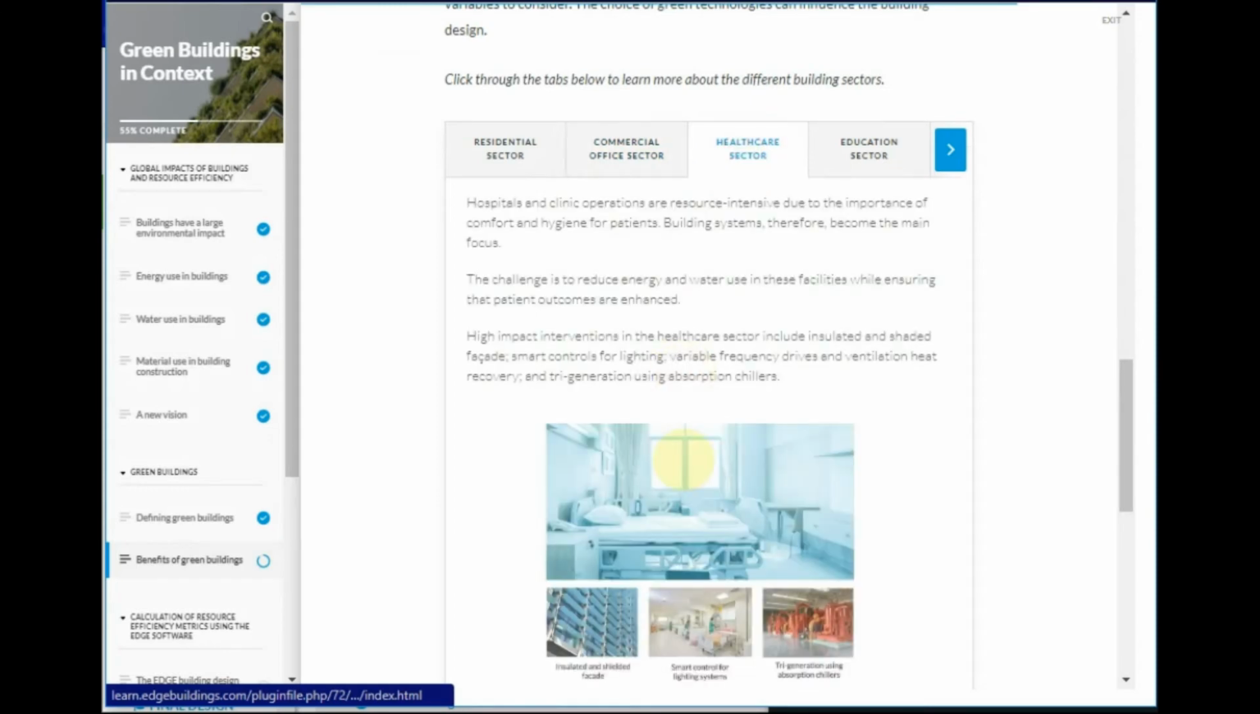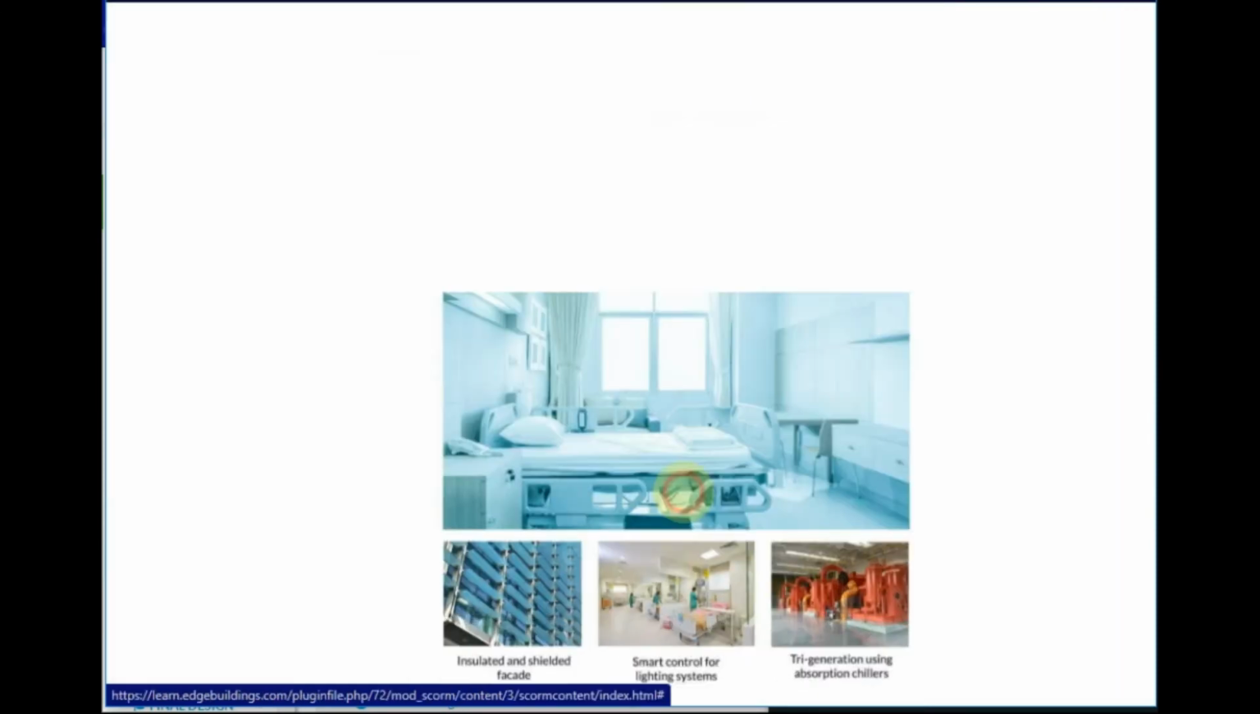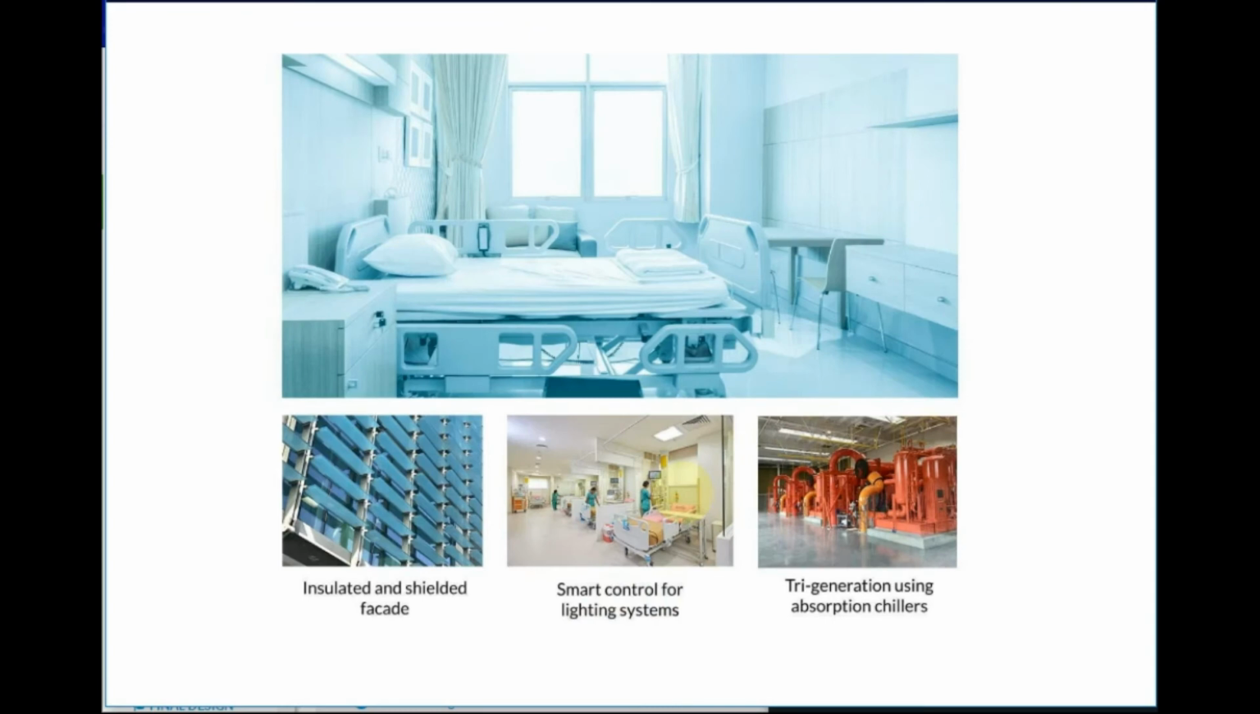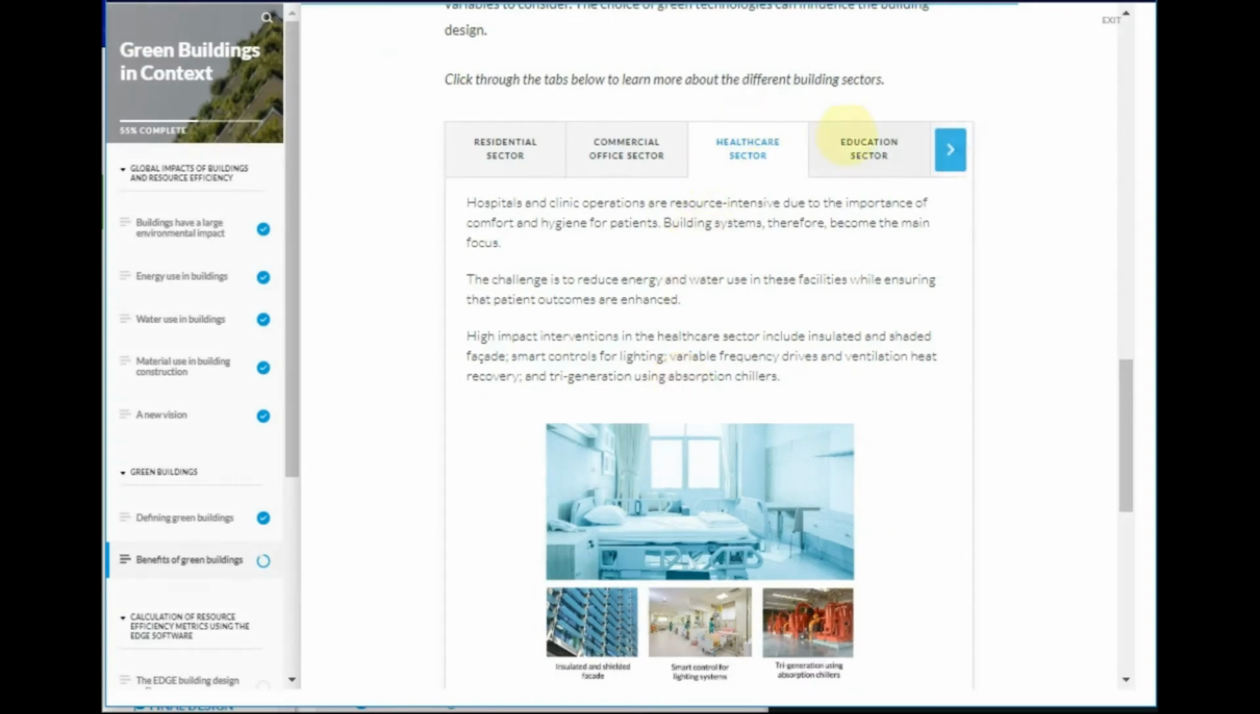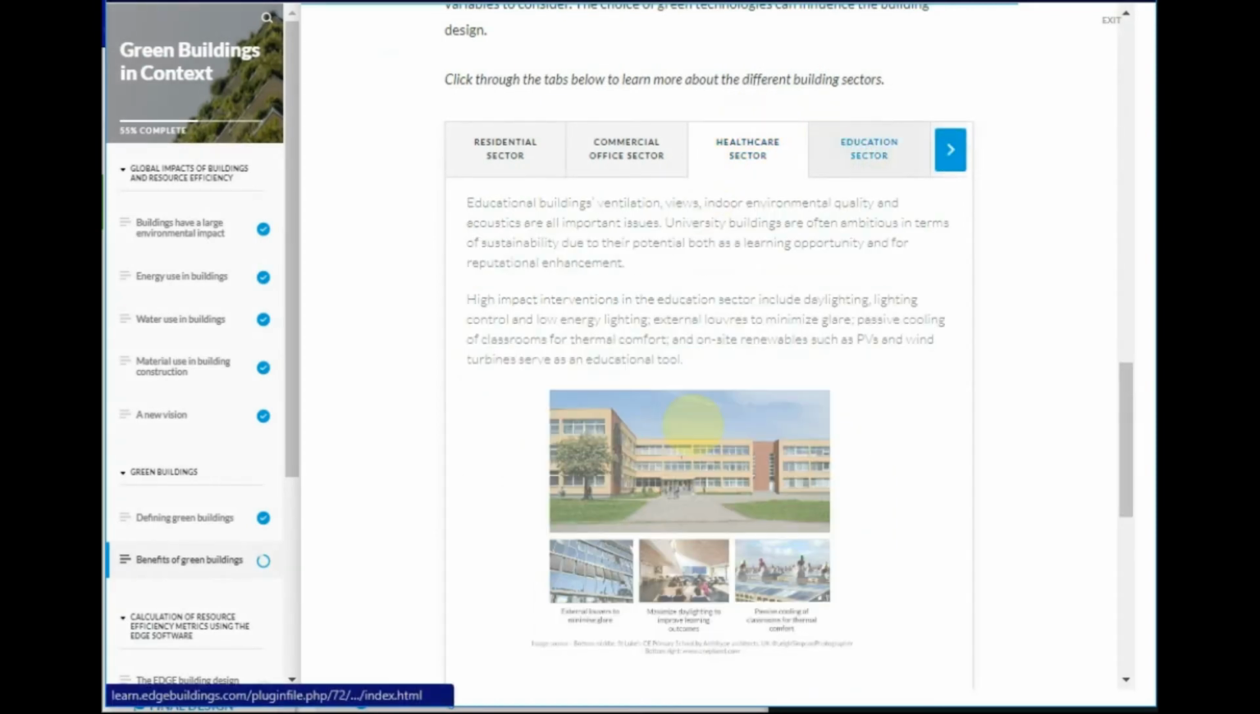High-impact interventions in the education sector include daylighting, lighting control and low-energy lighting, external louvres to minimize glare, passive cooling of classrooms for thermal comfort, and on-site renewables such as PVs and wind turbines that serve as an educational tool.